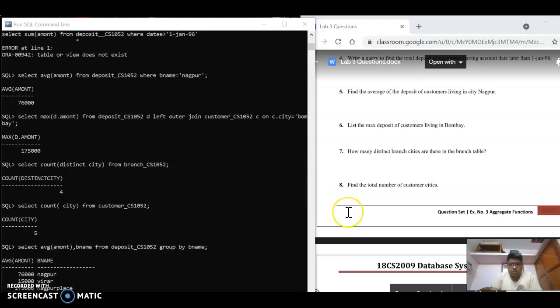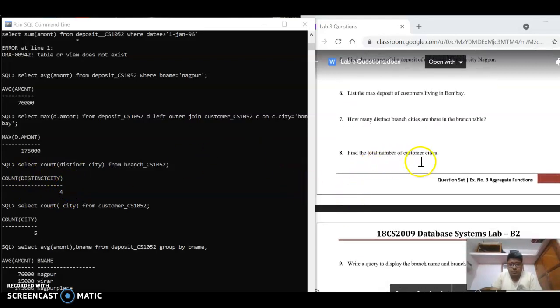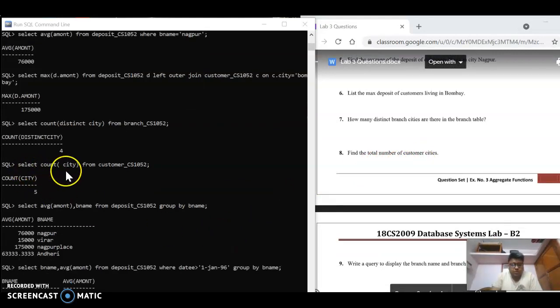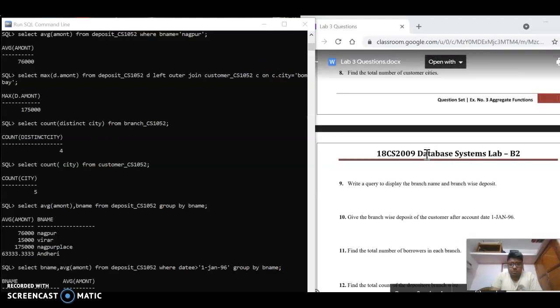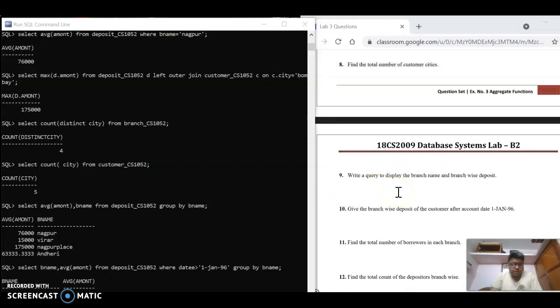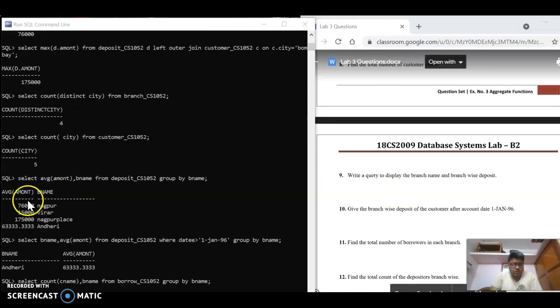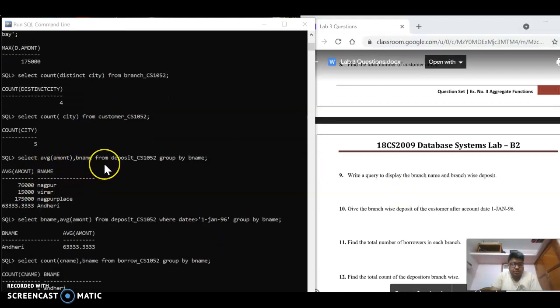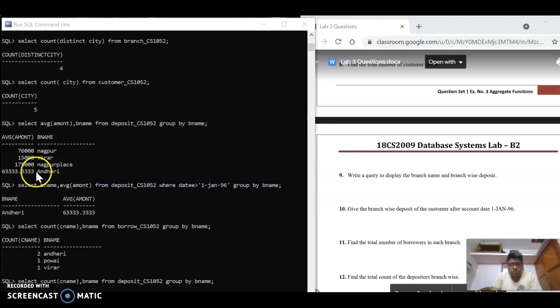And coming to the eighth question, find the total number of customer cities. So we have to select count of city from the customer table. So there are 5 cities in the customer table. And moving on to the ninth question, write a query to display the branch name and branch wise deposit. So this is that one: select B name and the average amount from the deposit table group by B name. So this is that one.